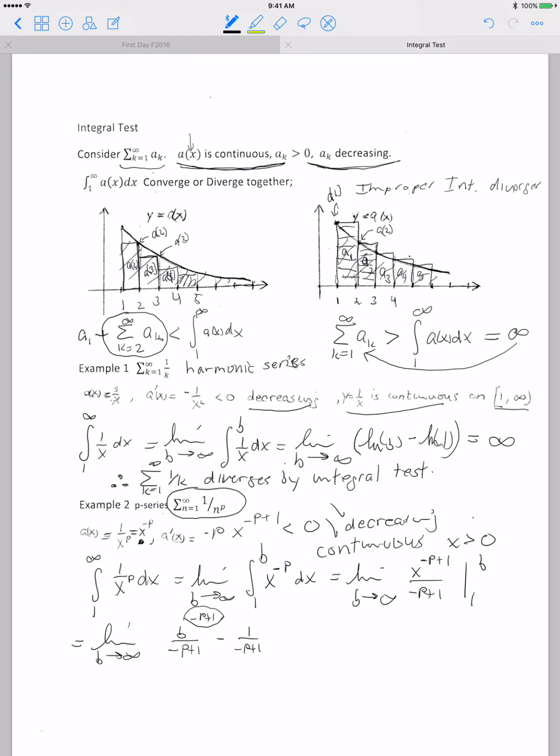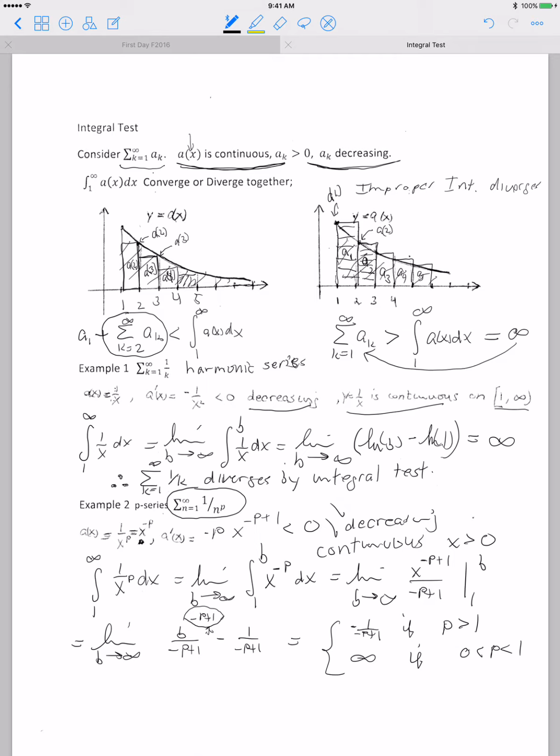If p is between 0 and 1, then this power is going to be positive. And so I get two different cases. This limit is going to be minus 1 over minus p plus 1 if p is bigger than 1, and it's going to be infinity if p is between 0 and 1. So in one case it's going to converge, and in the other case it's going to diverge.